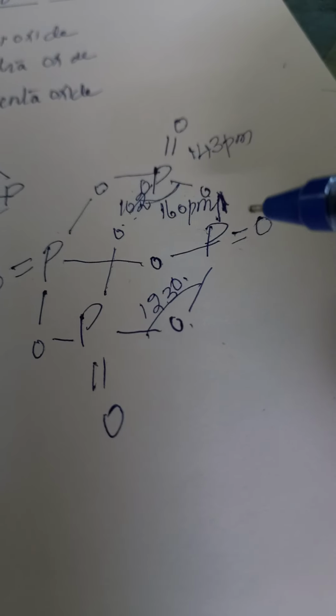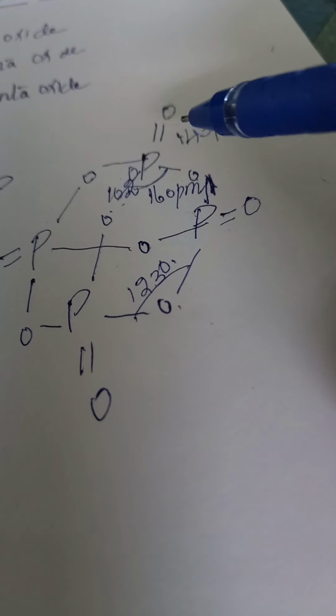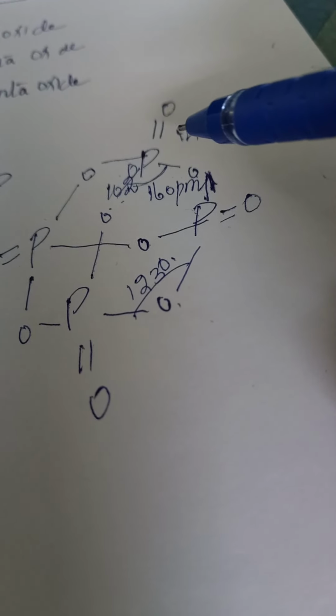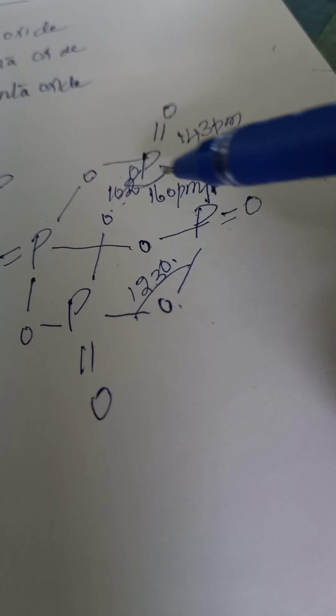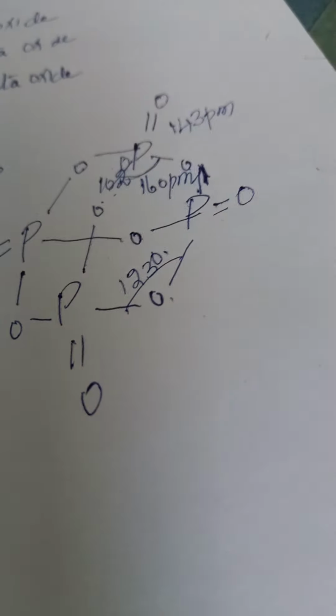So bond distance 143, 160, phosphorus angle 102, here 123.